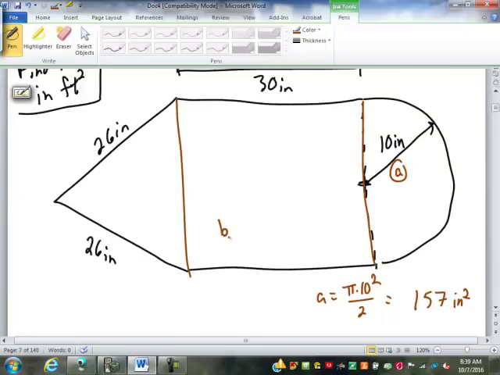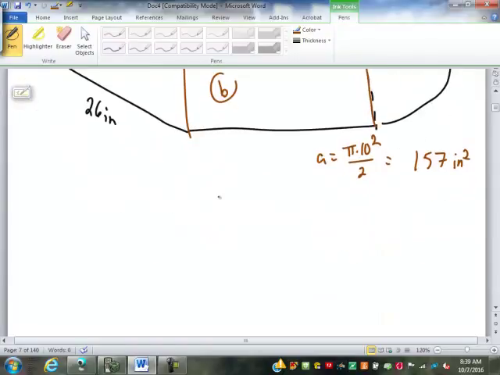Sure, 157. Then B here is a rectangle that is 30 by 20. So 600 inches squared.